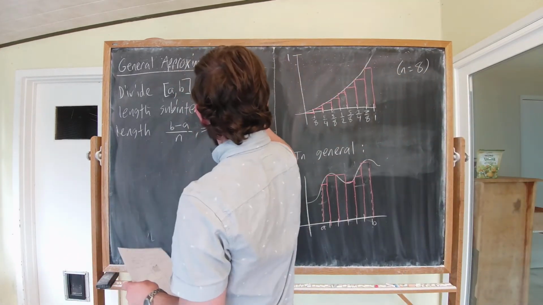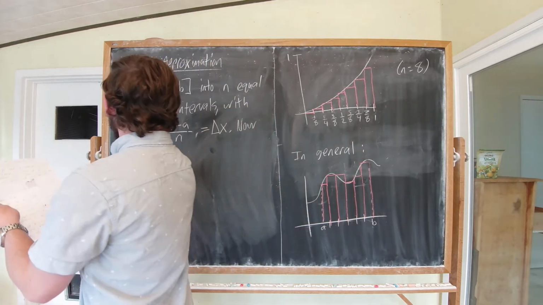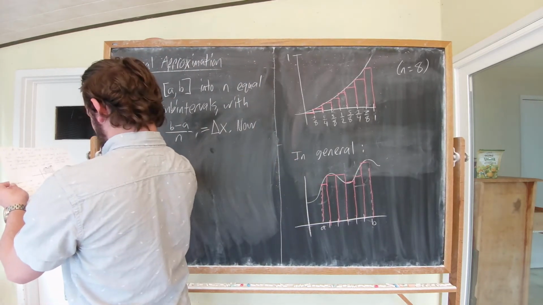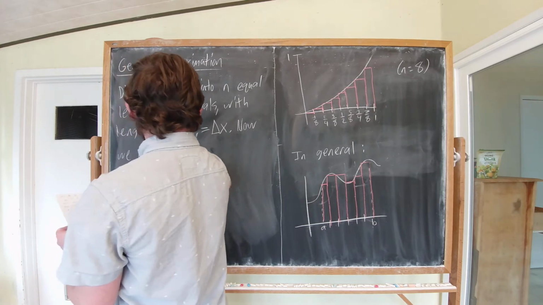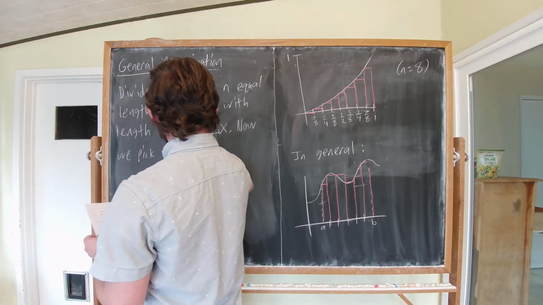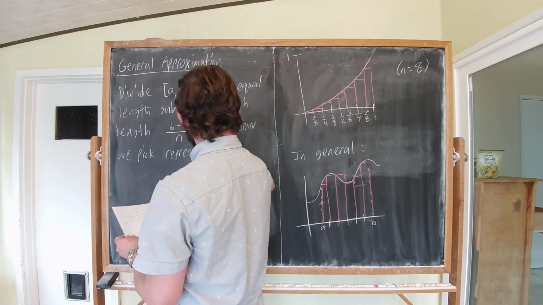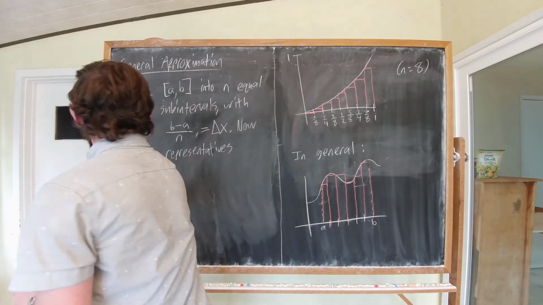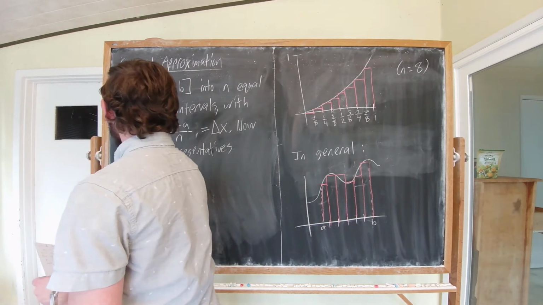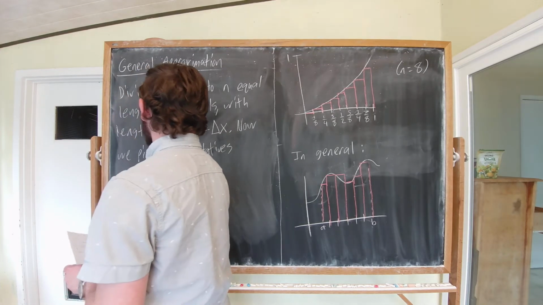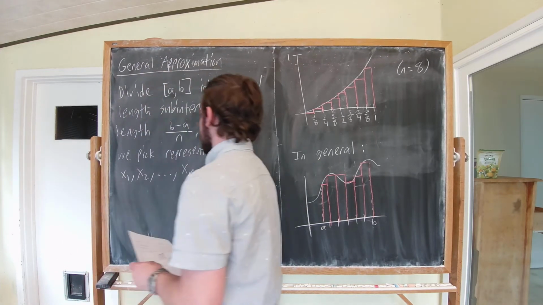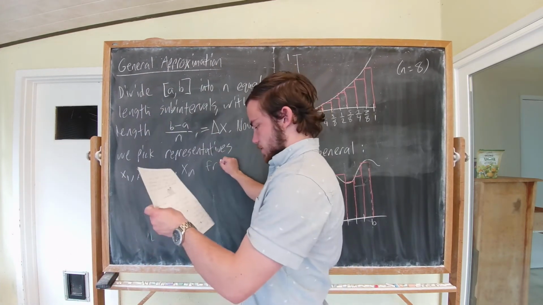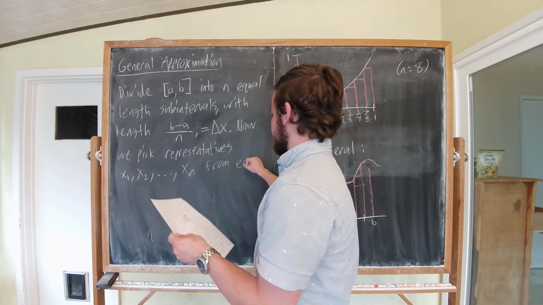And now we pick representatives from each subinterval. So let's say we have representatives x1 through xn. So we have x1, x2, all the way to xn from each subinterval.